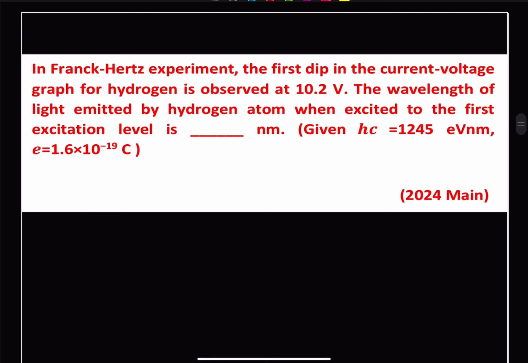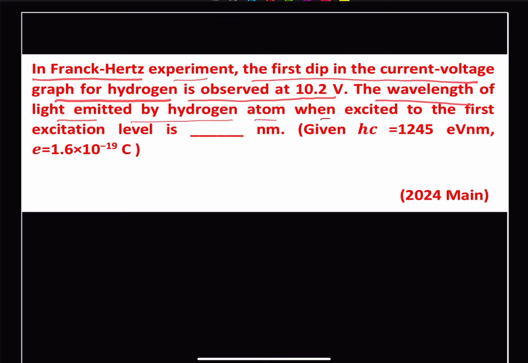Next question. It states that in Frank Hertz experiment, the first dip in the current voltage graph for the hydrogen is observed at 10.2 volt. The wavelength of the light emitted by the hydrogen atom when excited to the first excitation level is dash nanometer, and we are given Hc as well as value of E. And here the important term which is mentioned in the question is our first dip. So we have to remember that the first dip in the current voltage graph, it corresponds to first excitation energy of the atom.